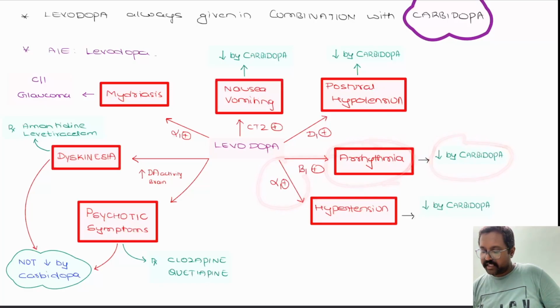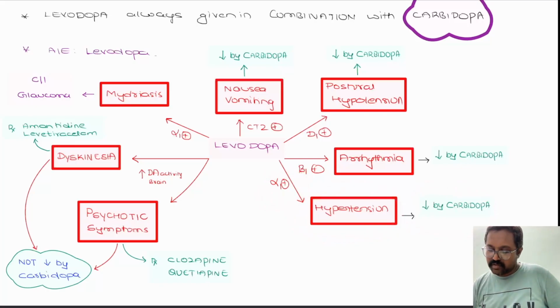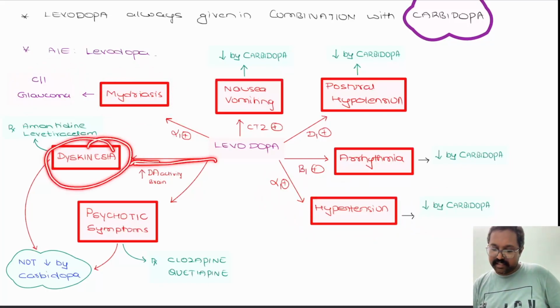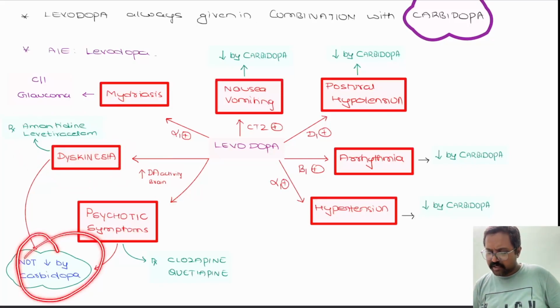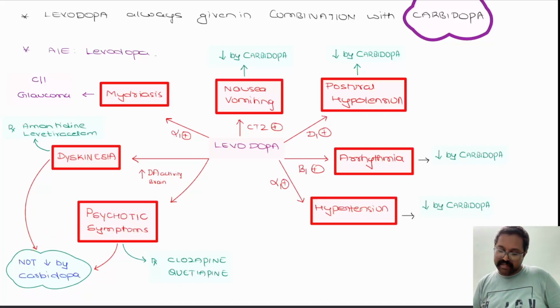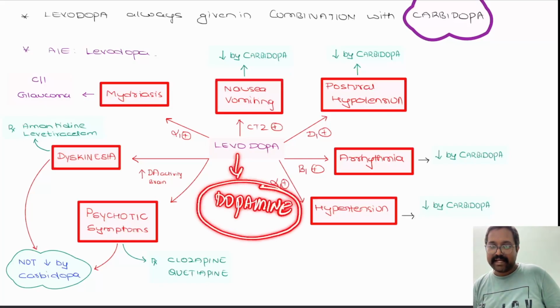And levodopa stimulates alpha 1 activity, causing hypertension, decreased by carbidopa. And also through alpha 1 stimulation, it can cause mydriasis and is contraindicated in glaucoma. It can also cause dyskinesia, where you can use amantadine for the treatment of dyskinesia. And it can cause psychotic symptoms. They are not decreased by carbidopa, but they are improved by giving an atypical antipsychotic, that is clozapine and quetiapine. So basically all these side effects are mainly due to the peripheral conversion of levodopa to dopamine, and this is the culprit which is causing all these side effects.